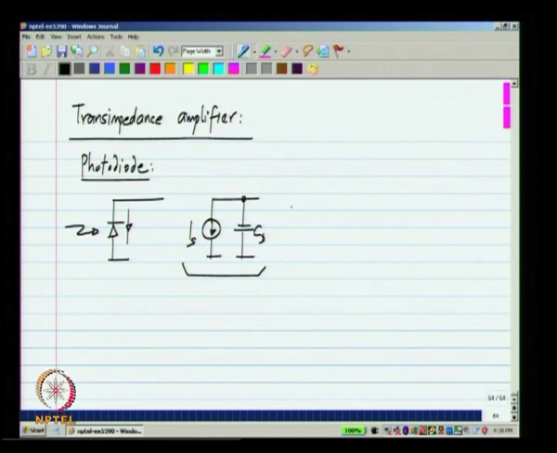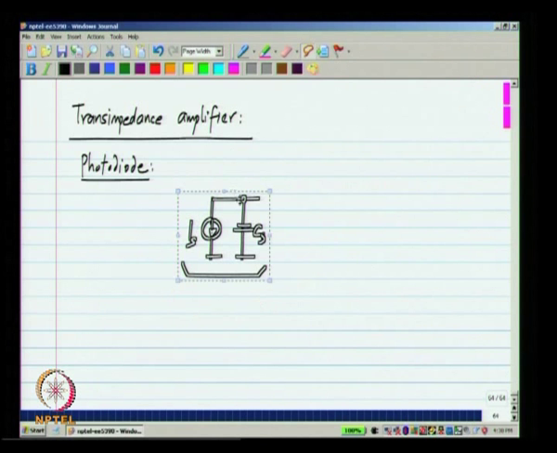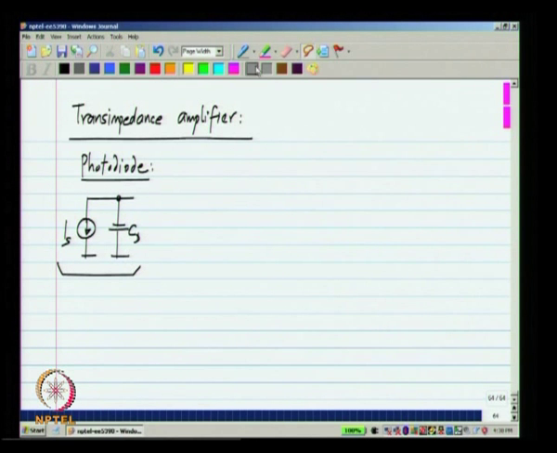So, what do we do? There are many ways of converting a current to a voltage. We have already discussed this in a different context earlier. What are the possibilities? First of all, I could simply connect a resistance across the photodiode.